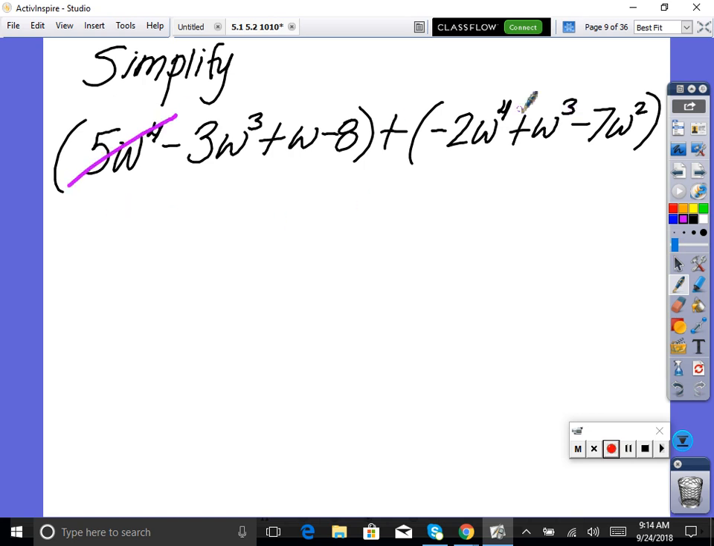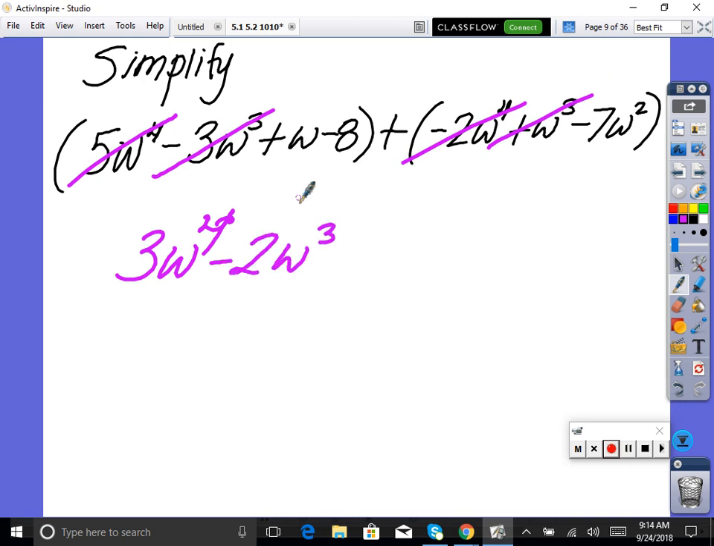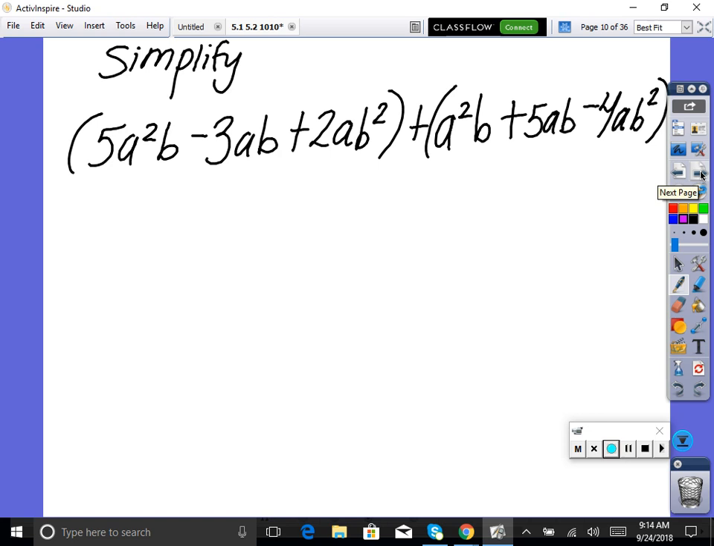5w to the fourth minus 2w to the fourth is 3w to the fourth. And then negative 3w cubed plus 1w cubed is negative 2w cubed. Any w squareds? Minus 7w squared, and then we have plus a w minus 8. Are we all doing okay with this stuff? Super easy, right? So degree 4, and it has 1, 2, 3, 4, 5 terms. Okay, we get the picture with addition.